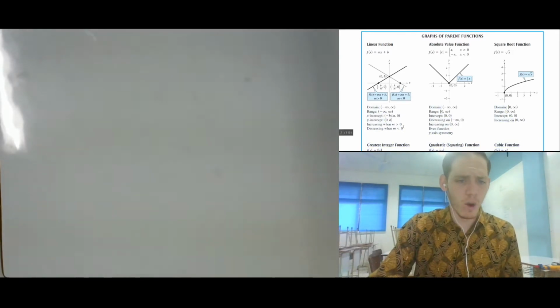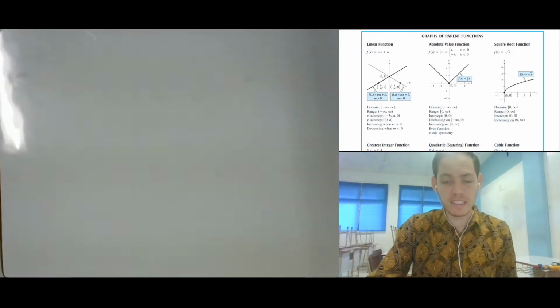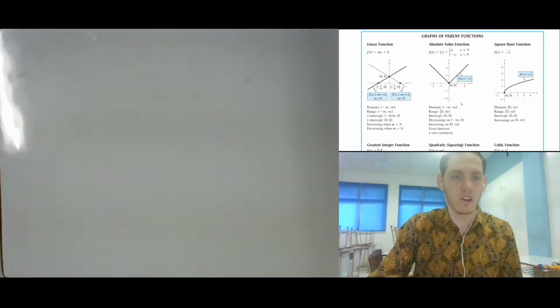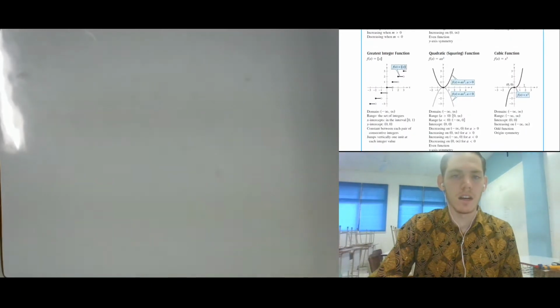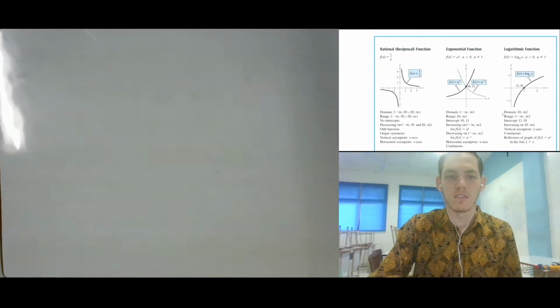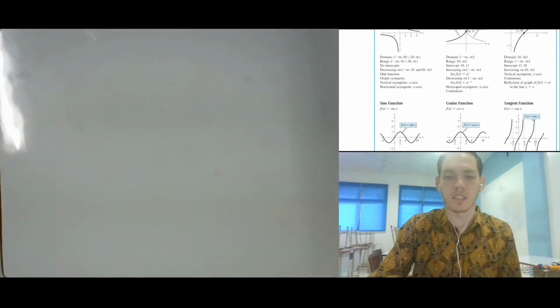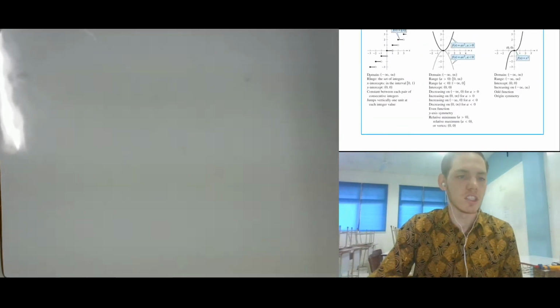So if you want an easier, quicker reference, it's all right here. Linear, absolute value, square root, the greatest integer function, quadratic, cubic, rational, exponential, logarithmic. It's all here. It also gives you key information: domain, range, x and y intercepts, and then issues like constant, even, or y symmetry, things like that.